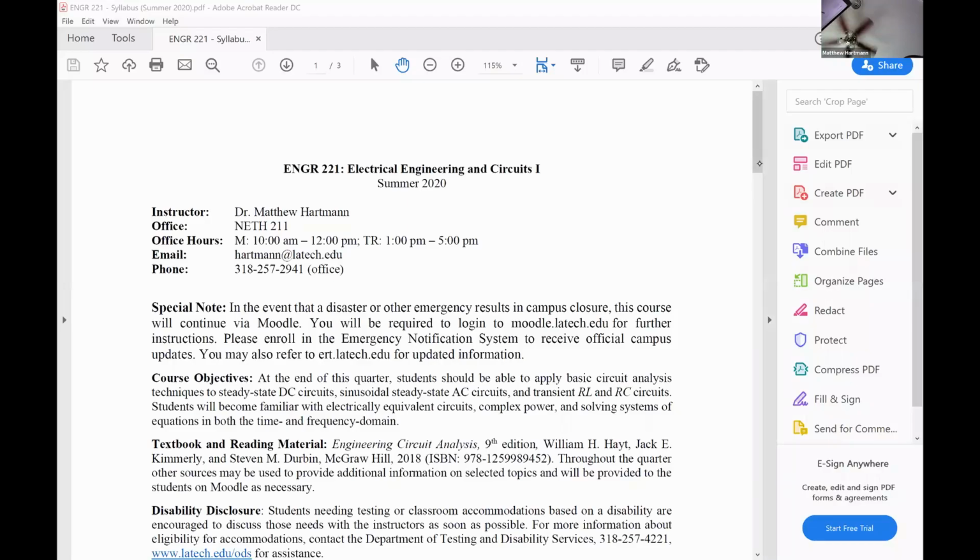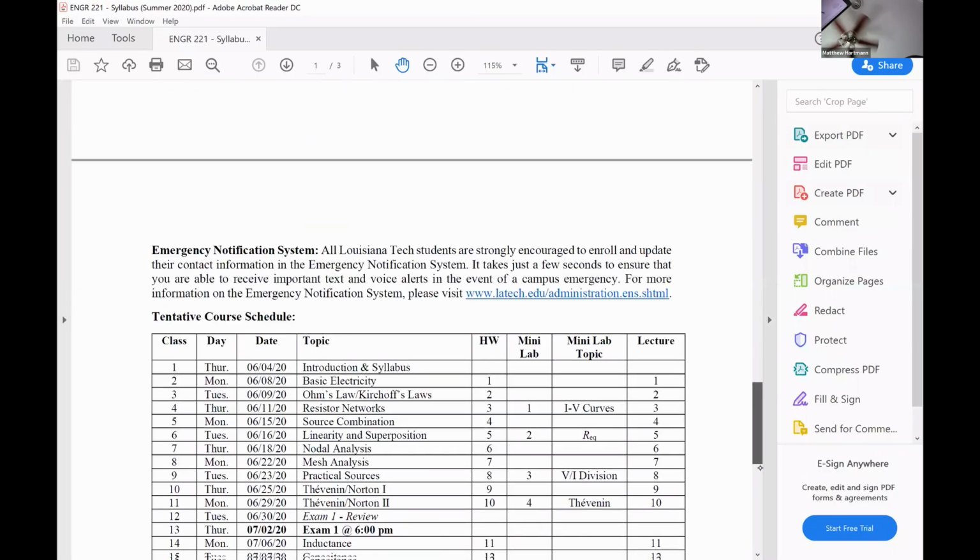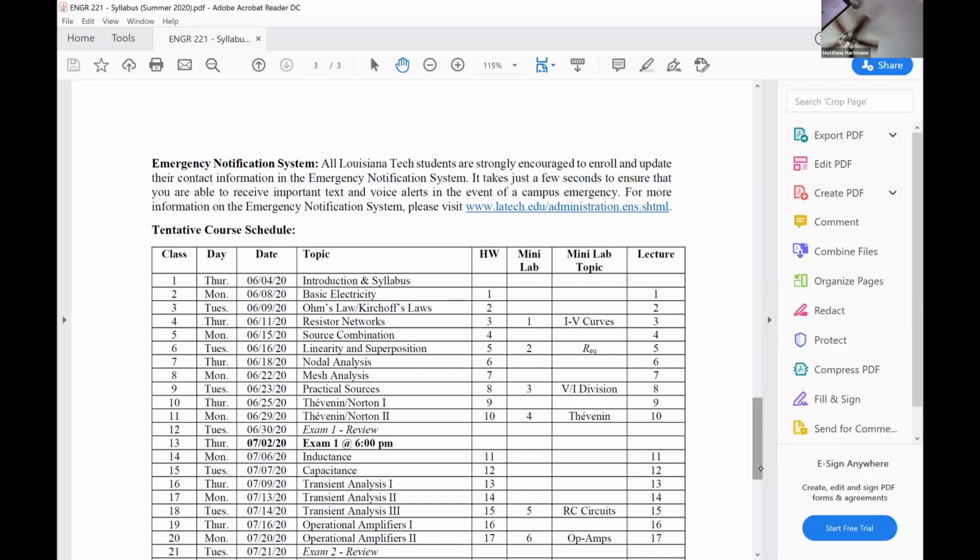Start sharing. I think it's on June 30th, if you said it's the class before the exam. Let's look at what I've got on the syllabus. Yes, so the exam is on Thursday, July 2nd. So the Tuesday prior to the exam is a review day. One thing I should also point out, the material for exam 1 is going to stop at the practical sources lecture. So Thevenin and Norton equivalent circuits will not be on exam 1.